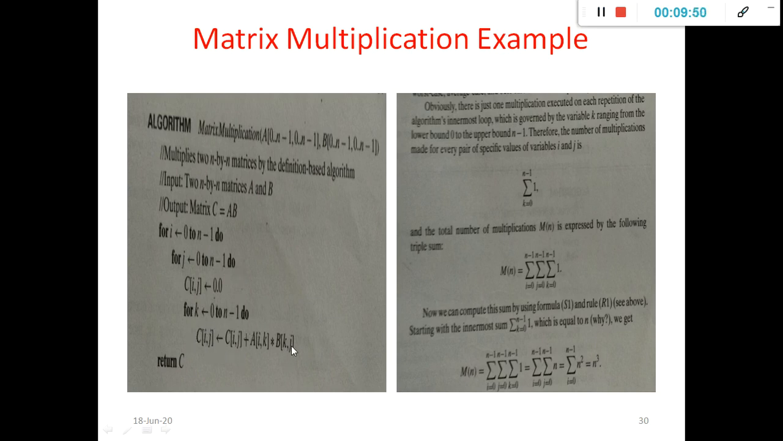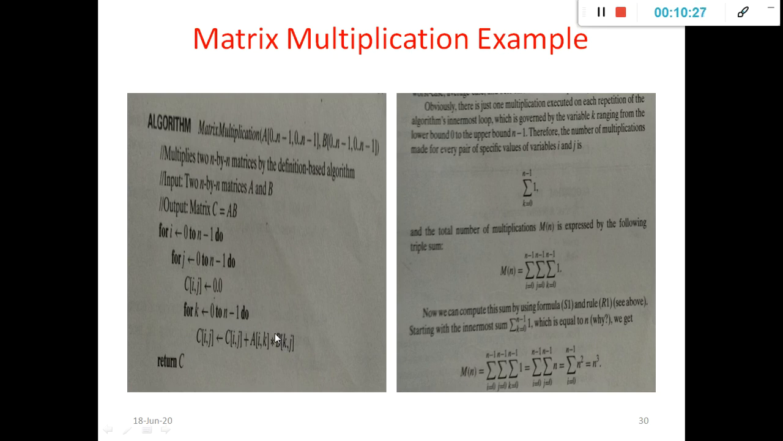Then this expression is called the basic operation for matrix multiplication: C of ij is equal to C of ij plus A of ik into B of kj. This expression is called the basic operation because it is placed at the innermost loop in this algorithm, that innermost loop is for k is equal to 0 to n minus 1 do, and that's why this is executed most repeatedly in this algorithm. This is called the basic operation for matrix multiplication.